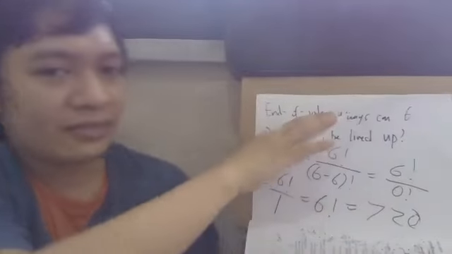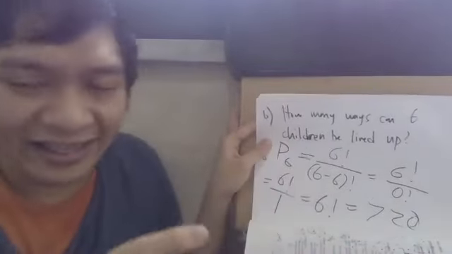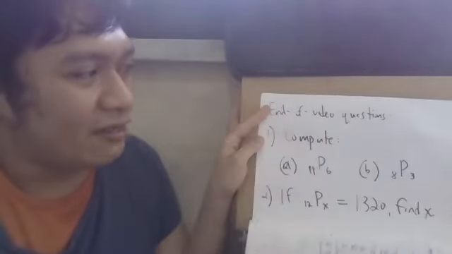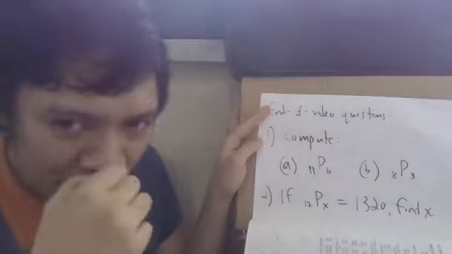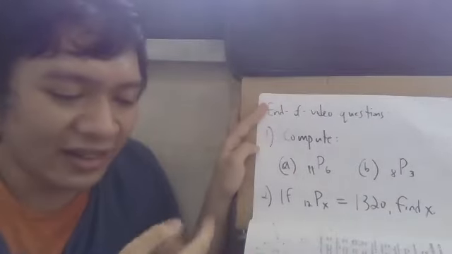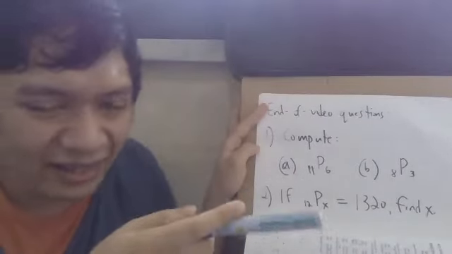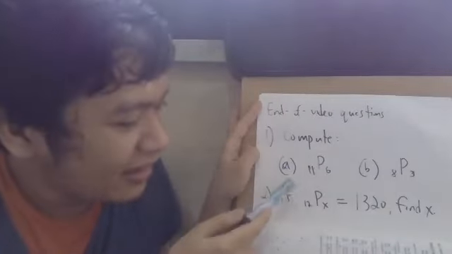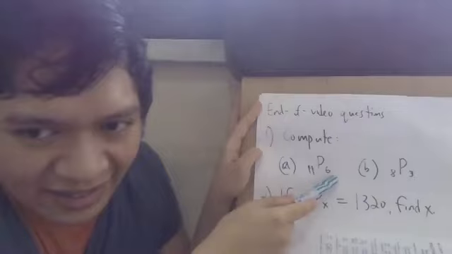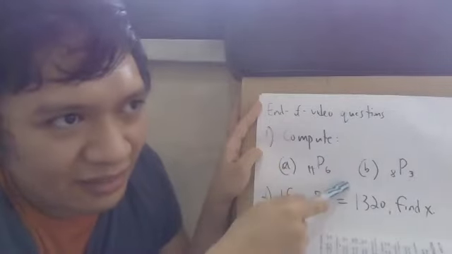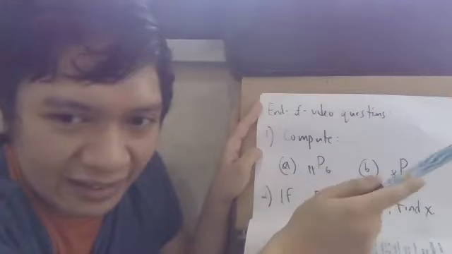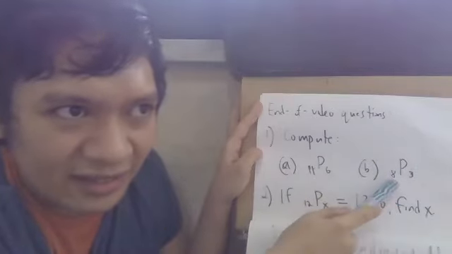Yan. So, we are nearing the end of this discussion. So I'd like to provide you with some questions for exercise purposes. Okay? End of video questions. Number 1, compute A, 11P6, the number of permutations of 6 objects taken from 11, or B, 8P3, the number of permutations of 3 objects taken from 8.